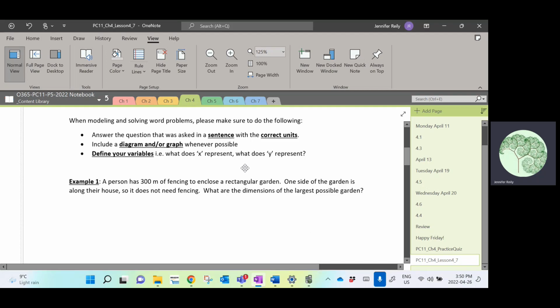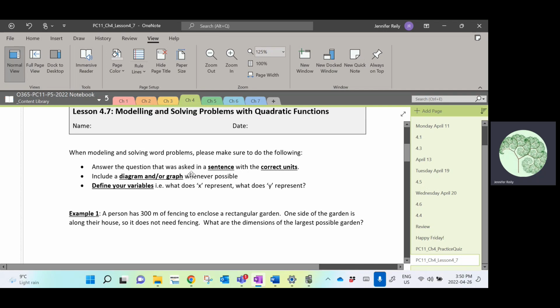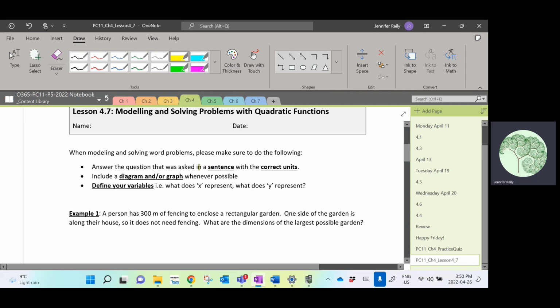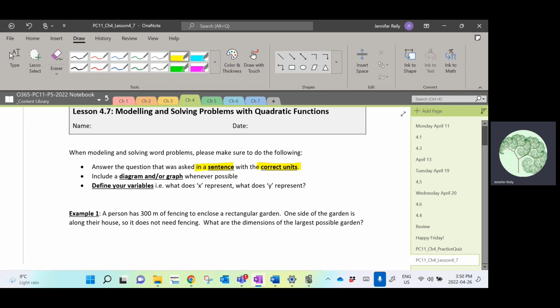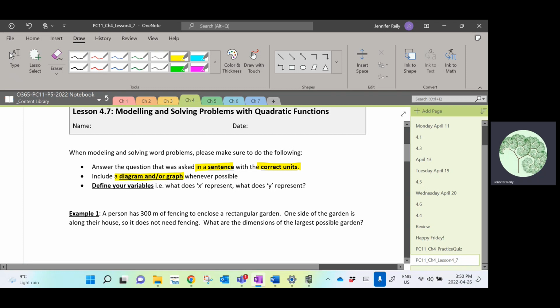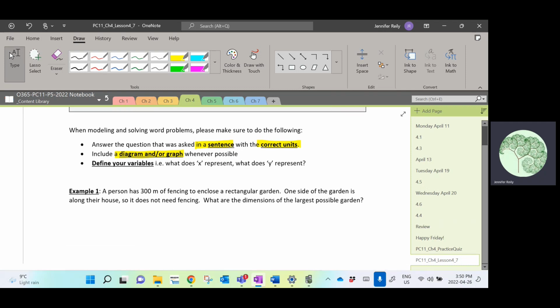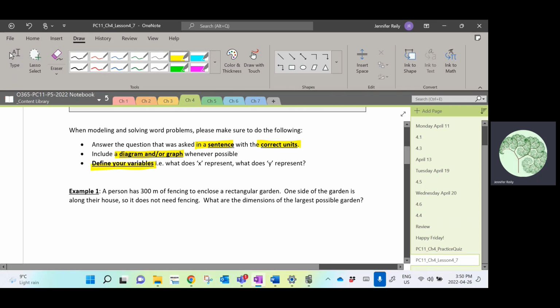So just at the top here, we have some tips when we're doing word problems. I'm going to be referring to these as we do our examples today. First one is we always need to answer the questions within the context of the problem. So provide a full sentence and always include correct units. Second thing is that if a diagram or graph is not already provided for you in the question, you need to include one and you need to label it. And finally, if the question does not provide variables, like for example, X and Y, we need to define our own variables for the problem, and I'll show you how that looks.